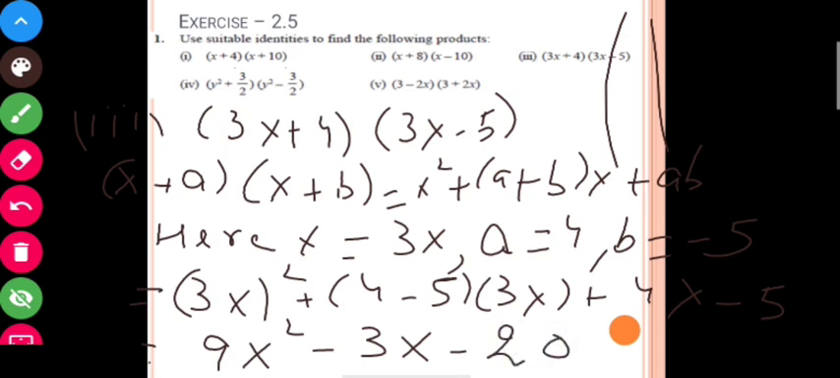I have done 2 parts for you. Rest of the parts will be your homework. If you come across any problem, you can ask me again.